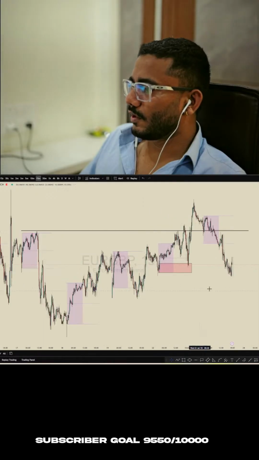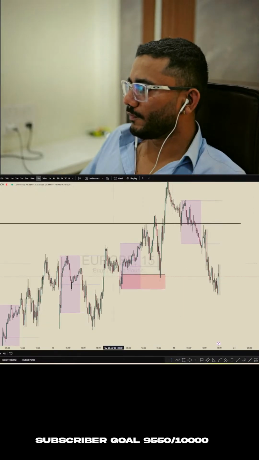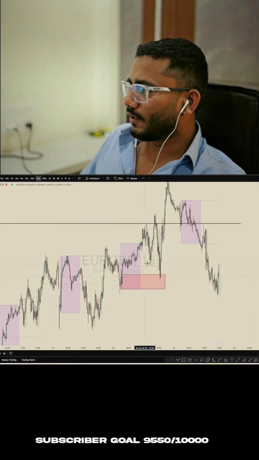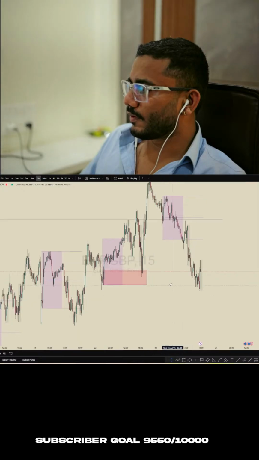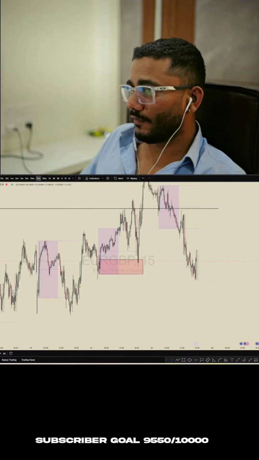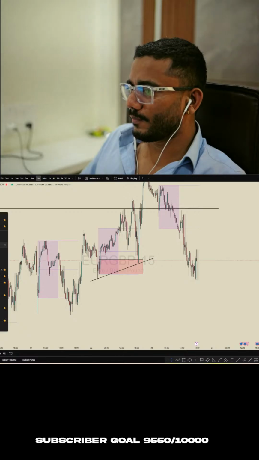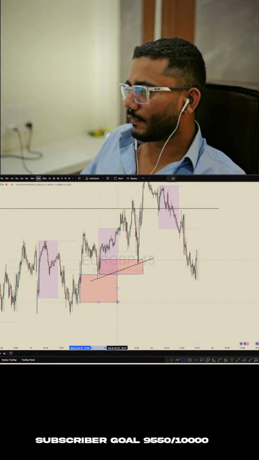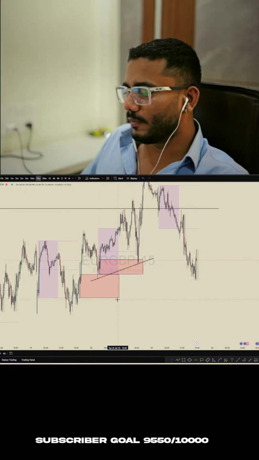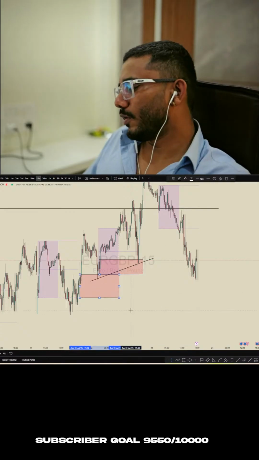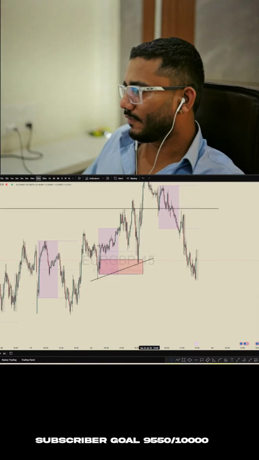Yesterday I gave this setup on EG. Price with the liquidity created a trend line liquidity and then it went to the upside. And now price has broken again, we can look for a buy side setup over here. So this is the order block where price reacted from this area. So it's already mitigated, so there is no point in buying at this area.